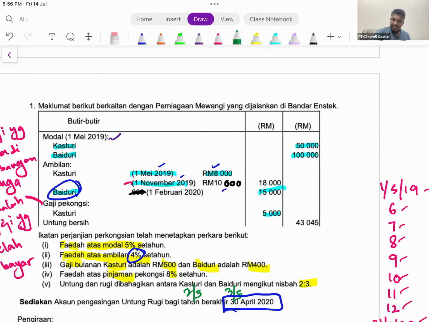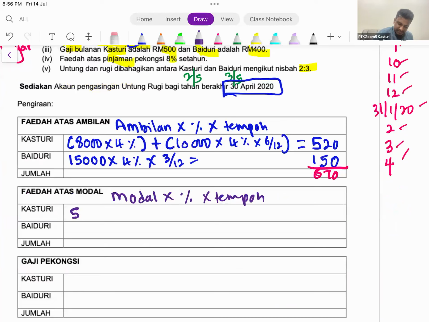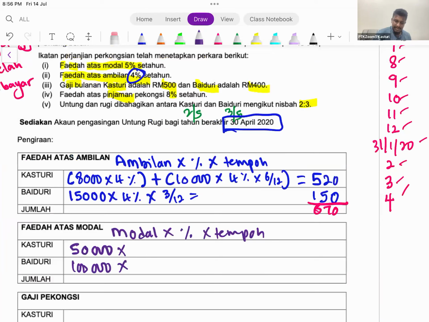So can you do yourself? 50,000, 100,000, modal dia? 100,000 times with 5%. Can you calculate and write your answer how much? Use your calculator. Calculate and write here how much. And total up berapa? There's no tempo because it's full year.